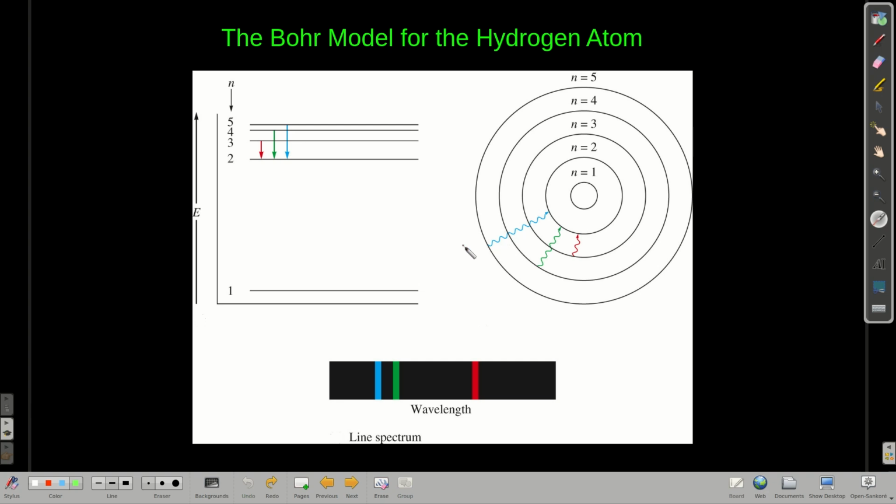So, if an electron fell from n equals 2 to n equals 1, the energy of that photon would be equal to the difference in energy of an electron at n equals 2 and n equals 1. We'll see the equation that Bohr came up with in just a moment. By the way, in the hydrogen atom, we say that when the electron is in the n equals 1 orbit, it's in the ground state.